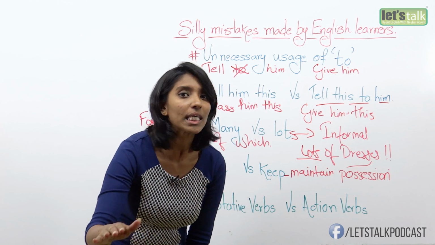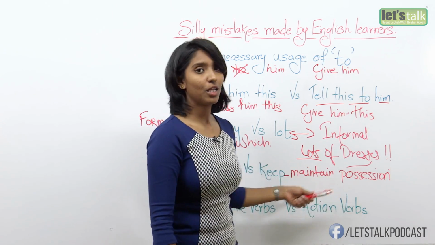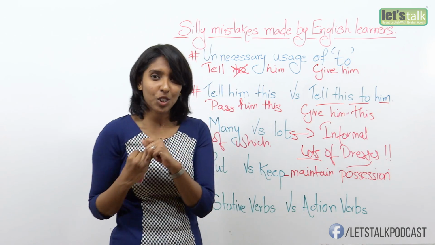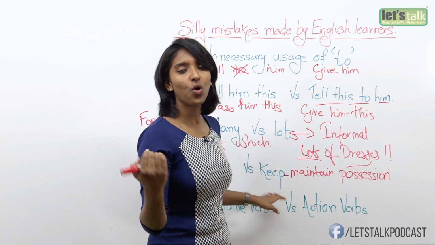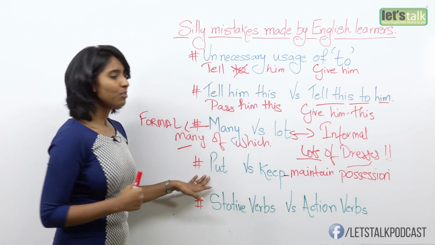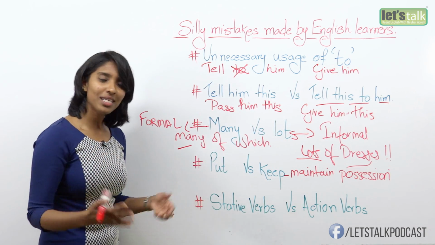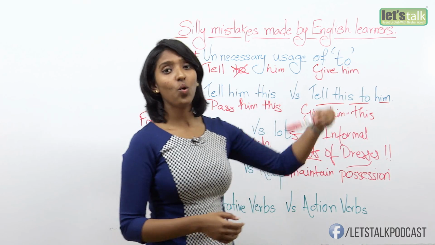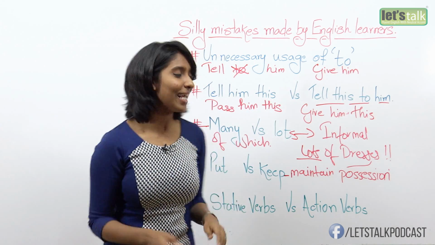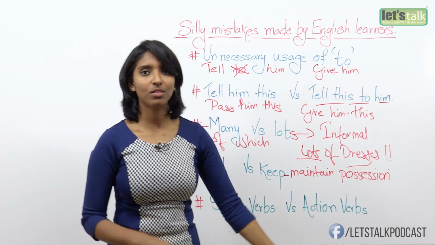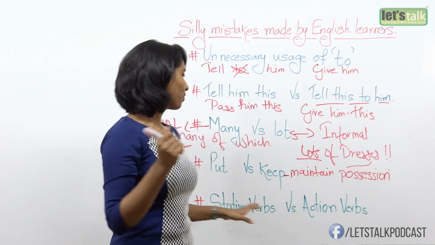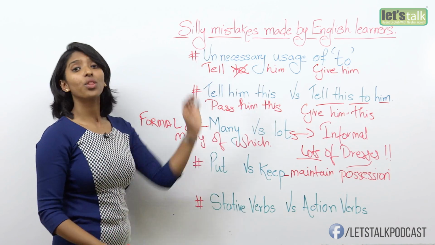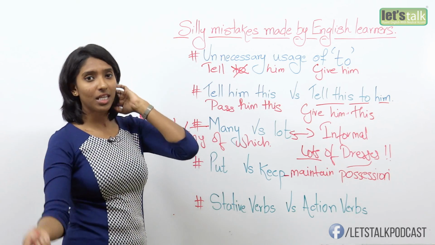Keep it low. Yes, keep it low, or I'm going to keep this with me. That's when you use keep, if you're maintaining a possession or condition. But when do you use put? When you're saying put this marker on the table. You don't say keep this marker on the table, or can you keep the glass on the corner? No, you say put the glass on the corner.